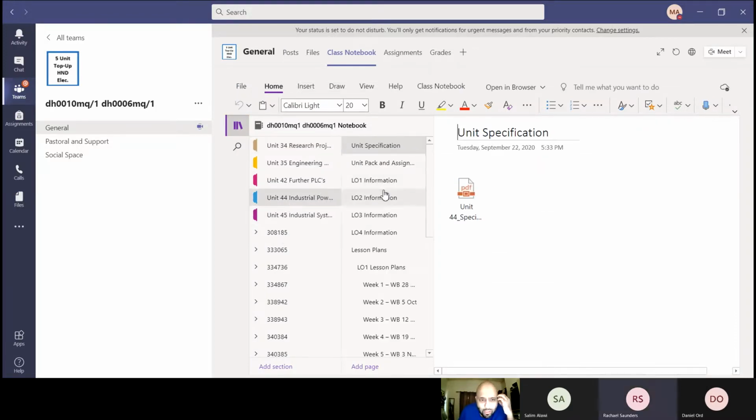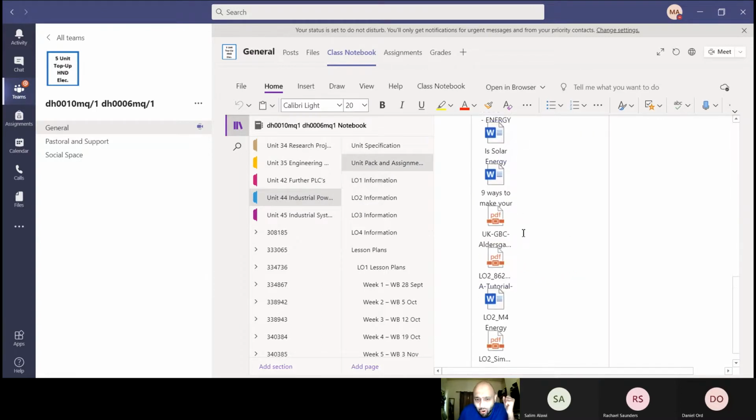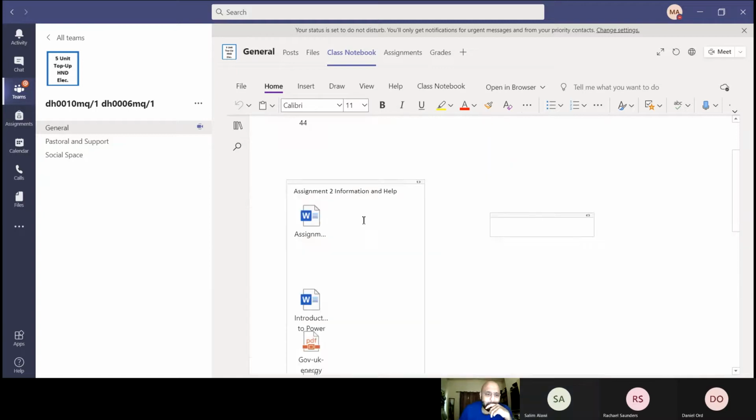Now, the unit pack and assignment information tabs that I've created, the assignments are on there. So for assignment 2, you've got loads of theory with regards to this. So let's just open up the assignment. Let's just see, yeah. Assignment 2, yeah. Just give me a minute. All right, let's switch now.